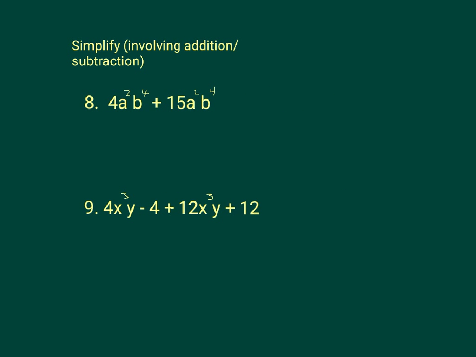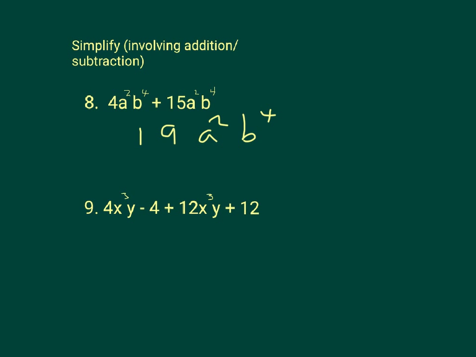Number 8 is simplifying using addition or subtraction. This is an addition problem. It isn't simplified because these are like terms. They have the same variables, a squared, b to the 4th, a squared, b to the 4th. These terms are like each other, so you have to put together the 4 and the 15 to get 19. And the variables don't change, and neither do their powers. They're like labels. When you add 4 of one thing and 15 of the same thing, the labels are the same. They don't change.